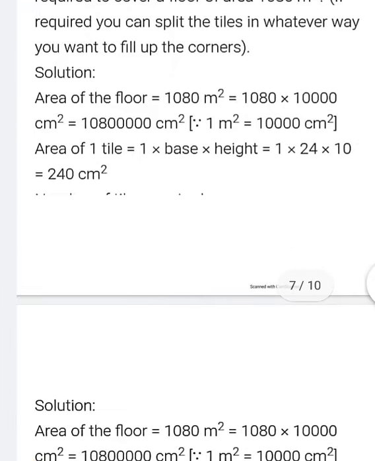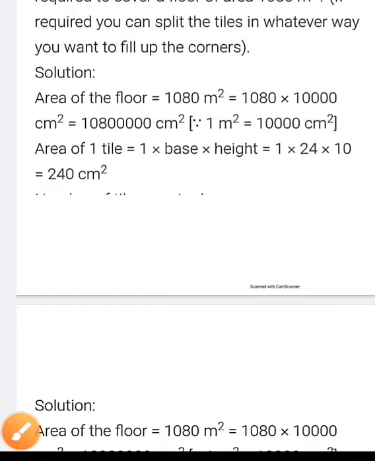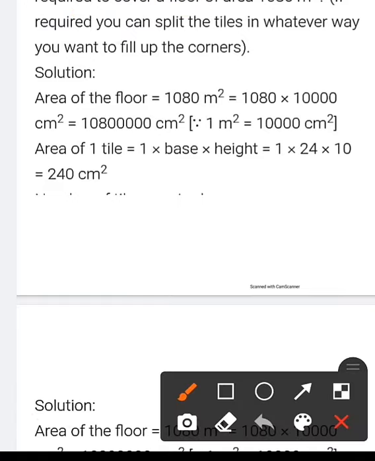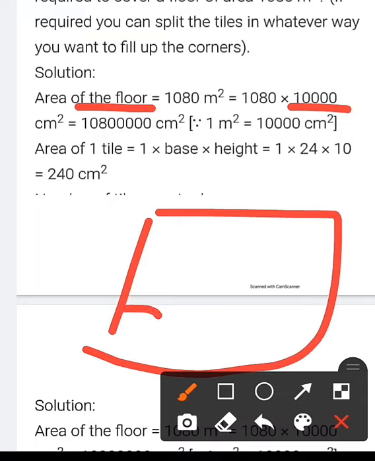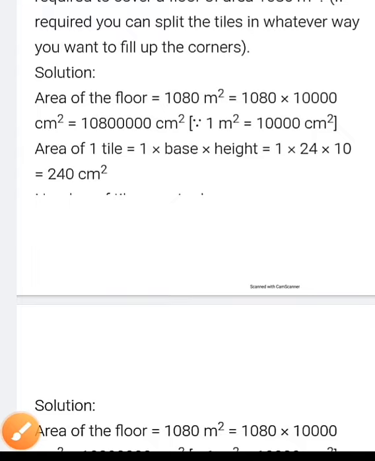Now area of complete floor and area of one tile is given. Whenever we want to find number of tiles, see here they are asking how many such tiles are required to cover a floor of this much area. So we are finding number of tiles. When we have to find the number of tiles and the area of the whole floor is already given, and the area of one tile that will be fitted is given, then how many total tiles we have to apply, how many tiles are required, we simply need to divide both. Divide the area of both, you will get the number of tiles.